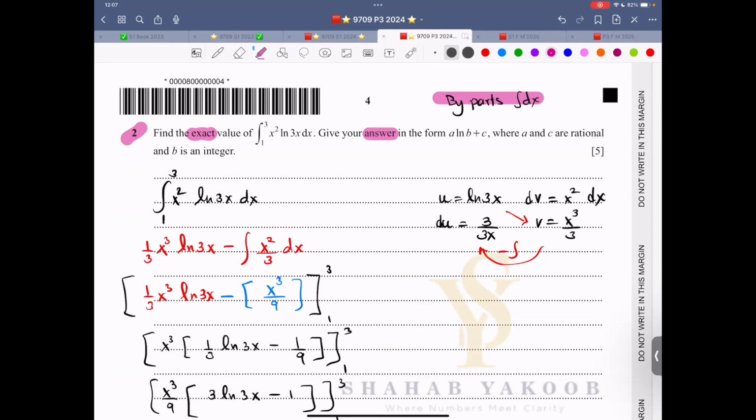Give your answer in this form: a ln b plus c, where a and c are rational and b is an integer. So when it uses the word rational, that means it can be expressed as a fraction of two integers. So that is a rational number. This is an integer. And so is n. Now it says we have to integrate it. Now, the very first thing, x squared ln 3x.